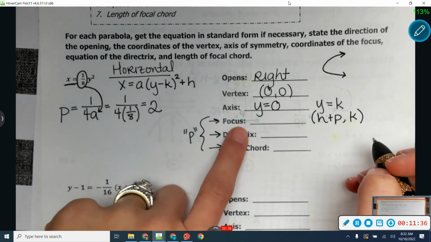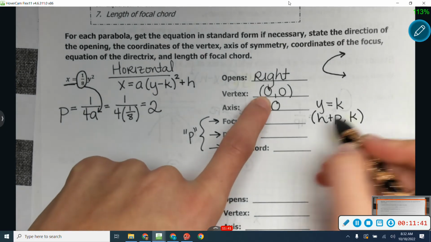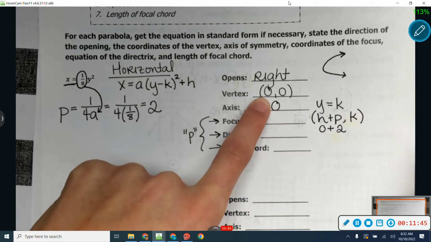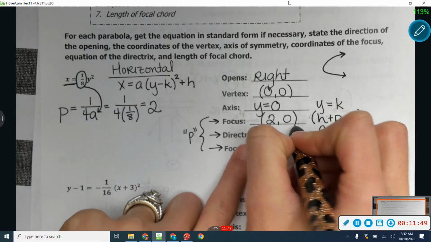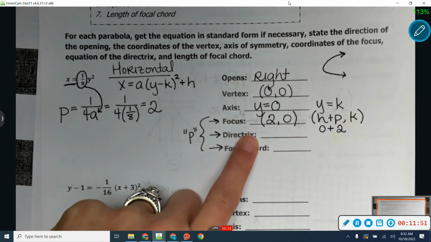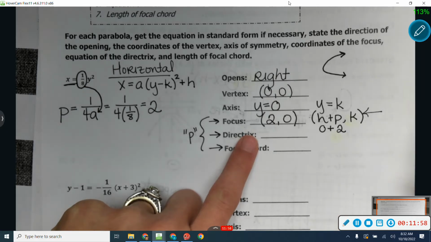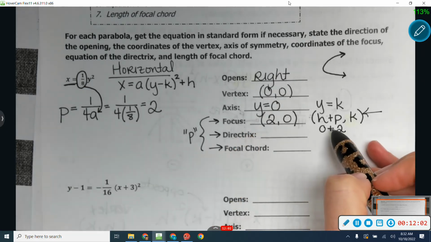Okay, so for my focus, I need to take my h value, which is 0, and add 2. What's that going to be? 2. So my focus is (2, 0). Y'all good with that? Alright, this is all you have to show for that. There's not a whole lot of extensive stuff. I do want to see you showing what you're adding, but other than that, you're good.